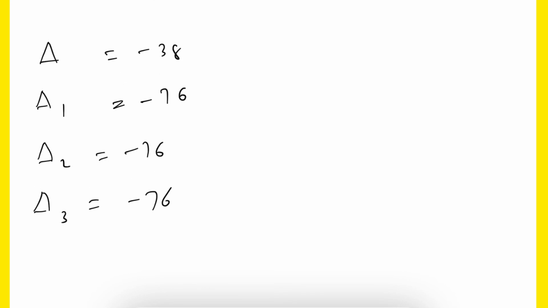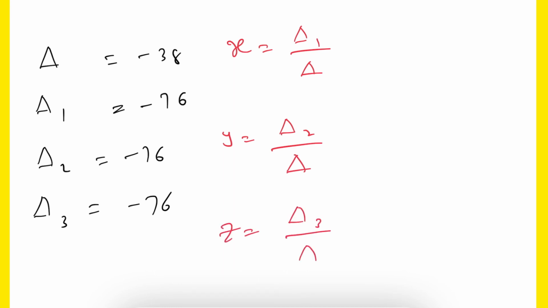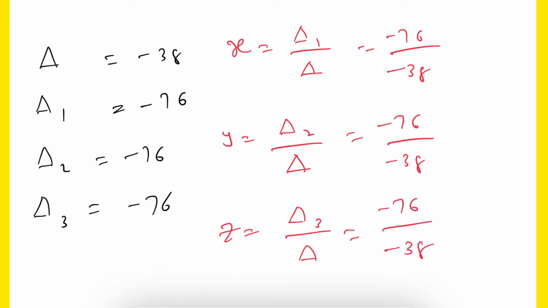So now by using these delta values, we need to find out the x, y and z values. So x is nothing but delta 1 by delta, y is nothing but delta 2 by delta, and z is nothing but delta 3 by delta. Okay, let us write the values then. Delta 1 is minus 76 by delta is minus 38. Delta 2 is minus 76 divided by delta is minus 38, and delta 3 is minus 76 by delta is minus 38.